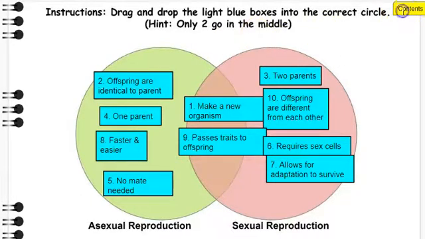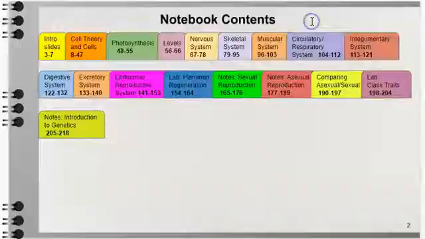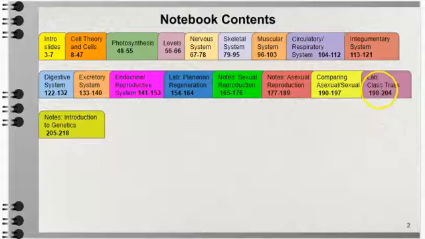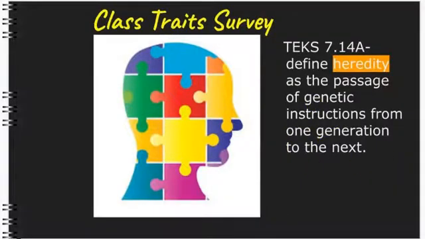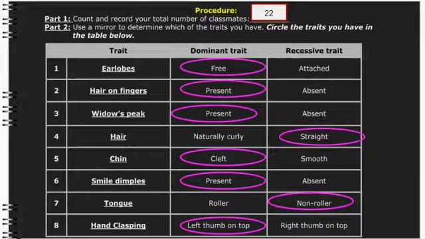So let's go back up there. The tab I added was Lab Class Traits. The Class Traits lab, which in my notebook starts on page 198. Let's go to that. That's what it started with. Got the background information, my little personal data for all my traits.